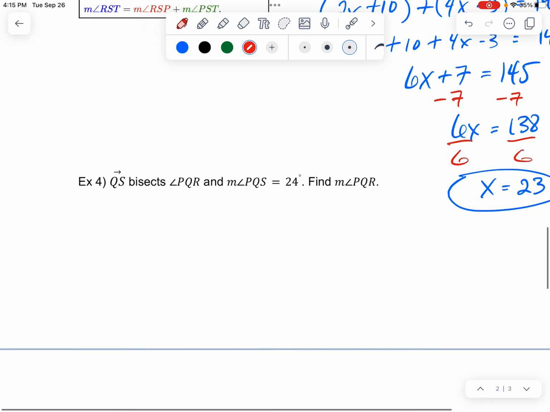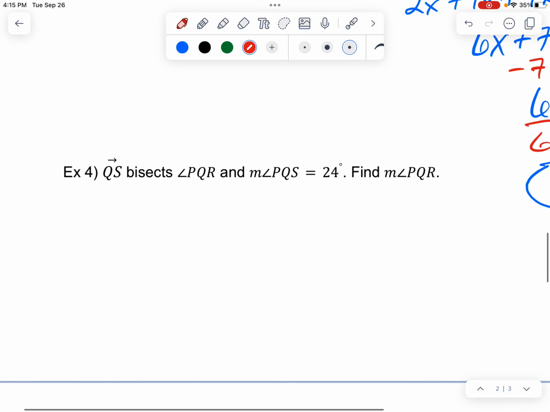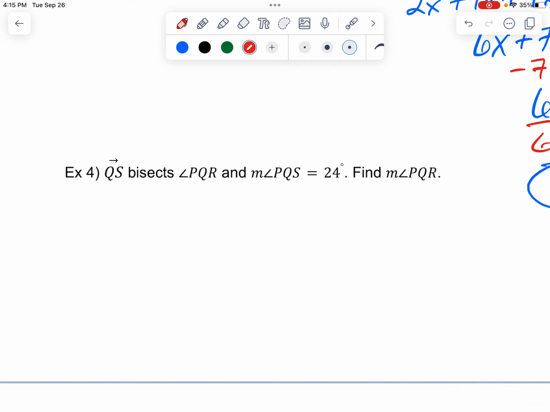Final example is giving us kind of a word situation and asking us to find a missing angle. So whenever you have this and you don't have a diagram, your best bet is going to be to make a diagram. And when you do, you don't have to worry about it being perfect. You know, your degrees of your angles don't have to be perfect. We're more just trying to get a sense of what this is going to look like.